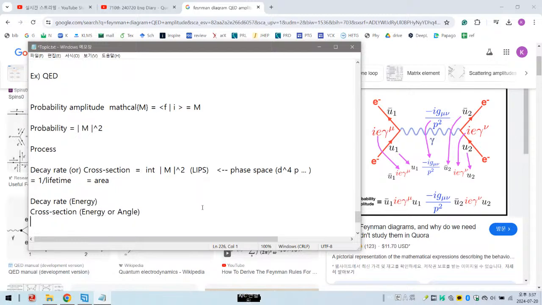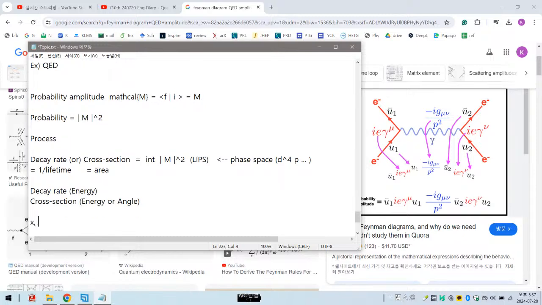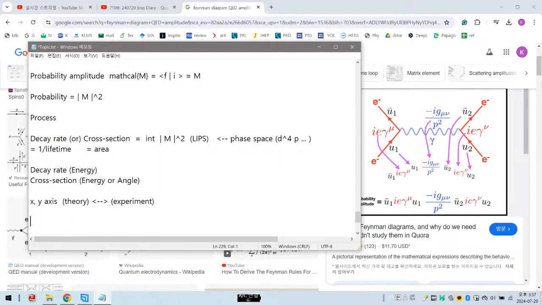So we can plot the decay rate and the cross sections with the x and y axes, and then we can check the comparison between the theory and the experimental results. So we can, for example, deal with the QED interaction Lagrangians, and we can find that there are some problems or anomalies in here, and we can fix the theory. But this is a contemporary theory.